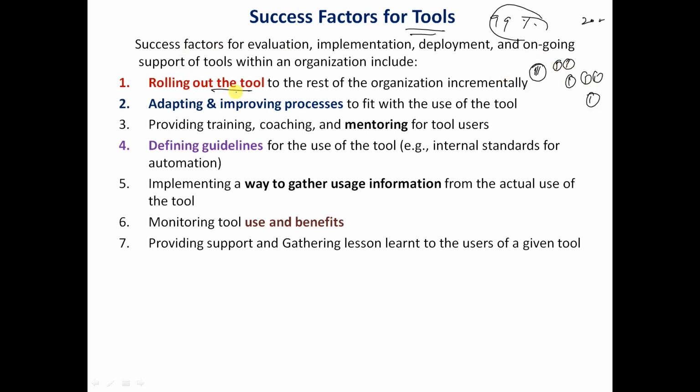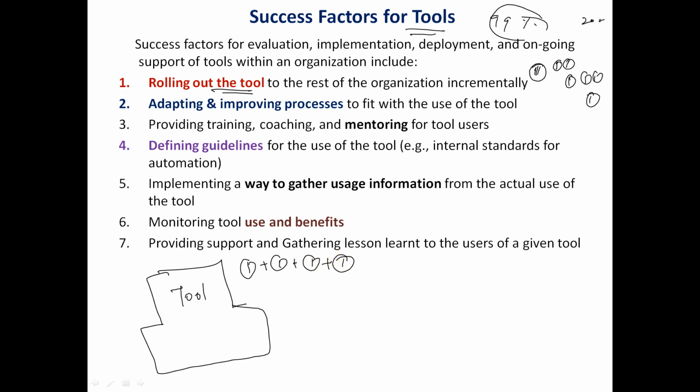So like this, at the end, most probably whoever is working on a similar project should all use it, so that the tool usage is what is called the efficient usage of tools. Adapting and improving the process to fit with the use of the tool. Now we found the tool is super, the tool is king, and we are adding one plus one plus one teams to use the tool. So that is the first objective, I mean the first success factor.